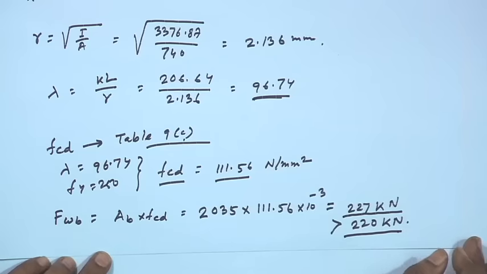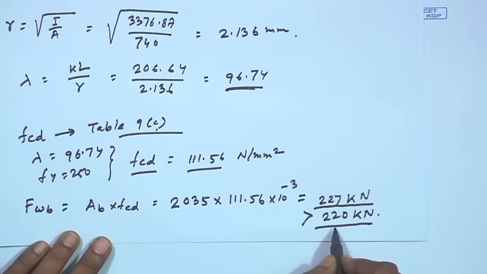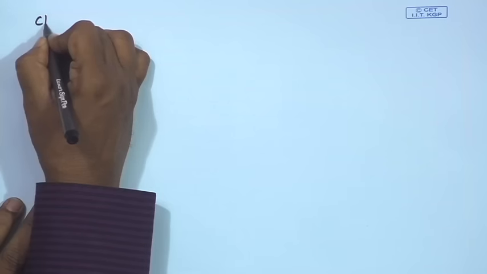So, the section whatever we have chosen is okay. Otherwise, if the section is not okay, then we have to increase the section size or we have to increase the bearing length. Either we have to increase the bearing length to accommodate this capacity, or we have to increase the section size, right. Now, we will check for crippling.